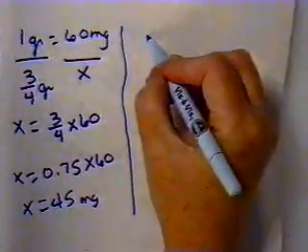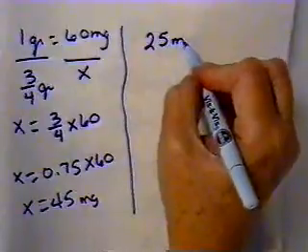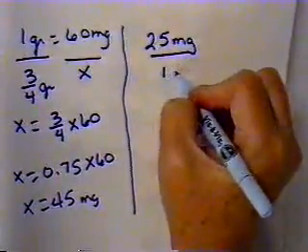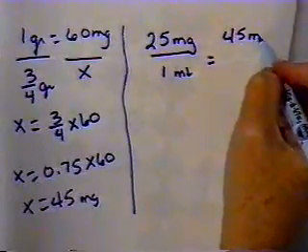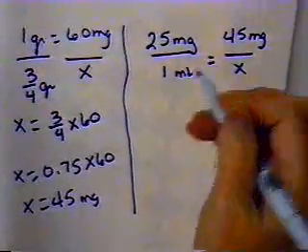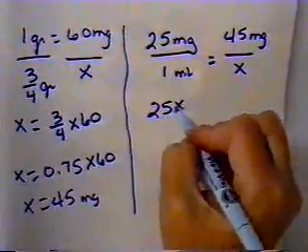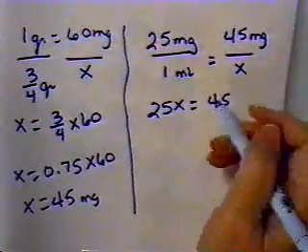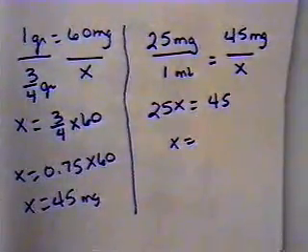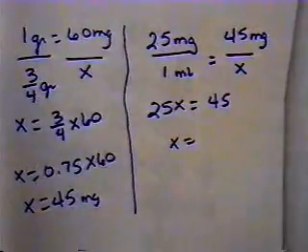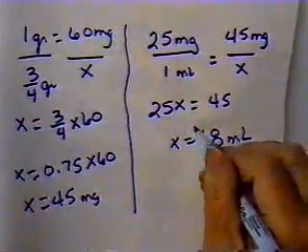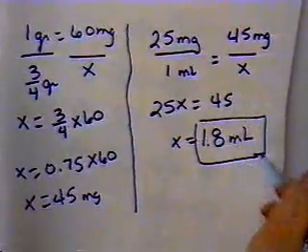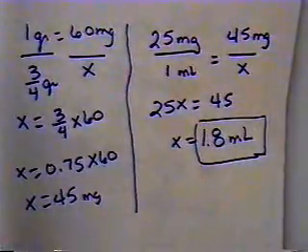So now the original problem said 25 milligrams in 1 milliliter. I'm supposed to give 45 milligrams. 25x is 45. x is 1.8 mils.